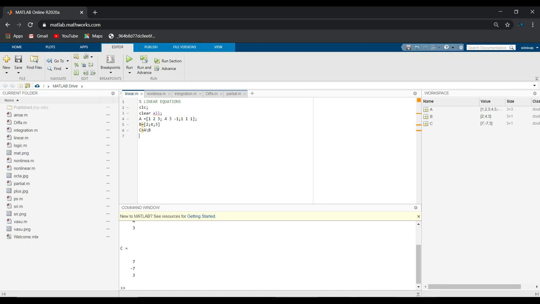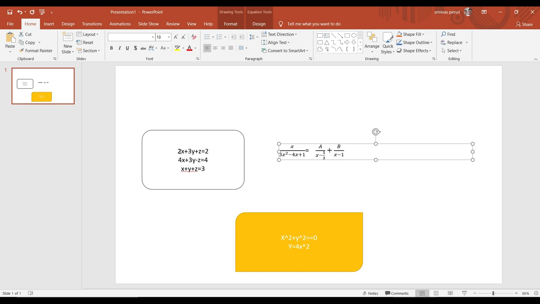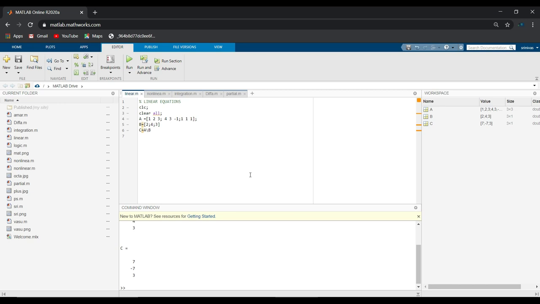So for that we are going to check this. 7, minus 7, 3. The x value is 7, plus the y value is minus 7, plus 7 minus 12 goes to 0, and 3 plus the z value, which is 3. So 3 is equal to 3. Is it satisfied, right? So in this way the linear equations are evaluated in MATLAB.